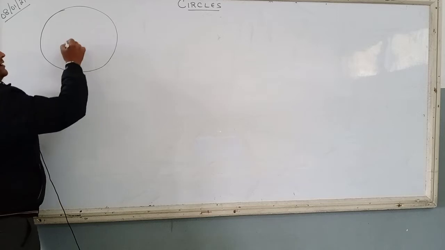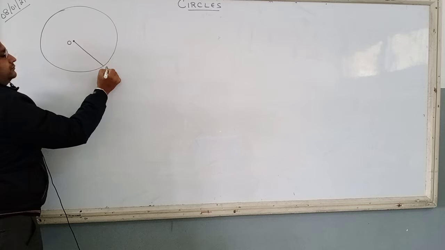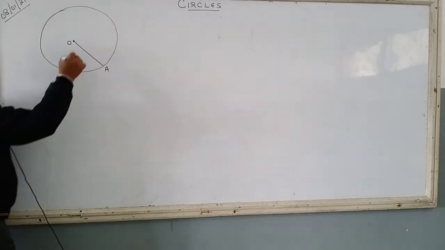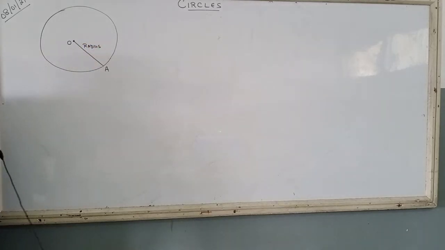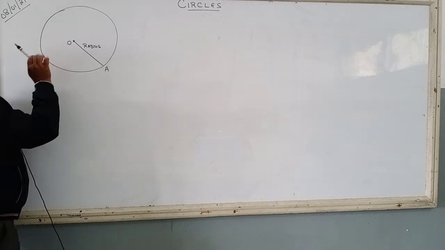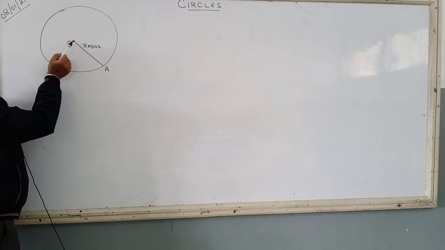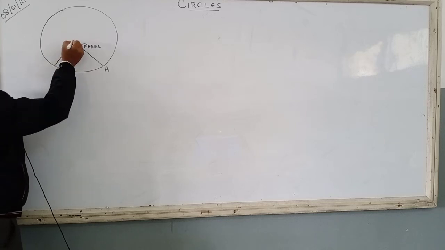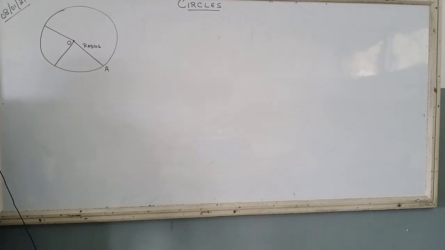Then, a line segment joining the center to a point on the circle. This is a point A on the circle. This is called what? Radius. We all know. What is the radius? How do we define a radius? We are not going to write down the definitions. Alright? Radius is a line segment joining the center of a circle to a point on the circle. And all the radii of the circle are equal. We know that.